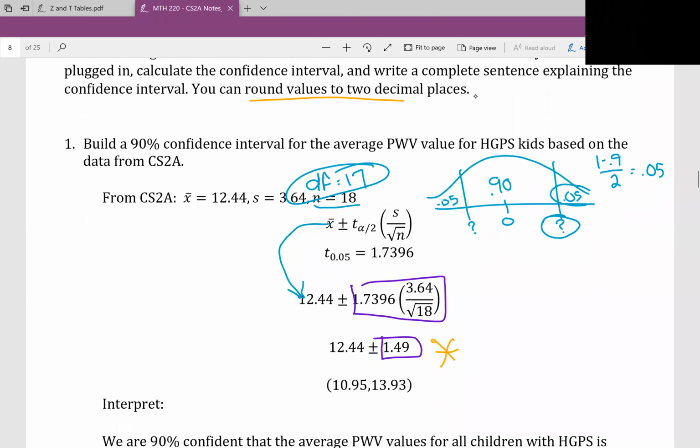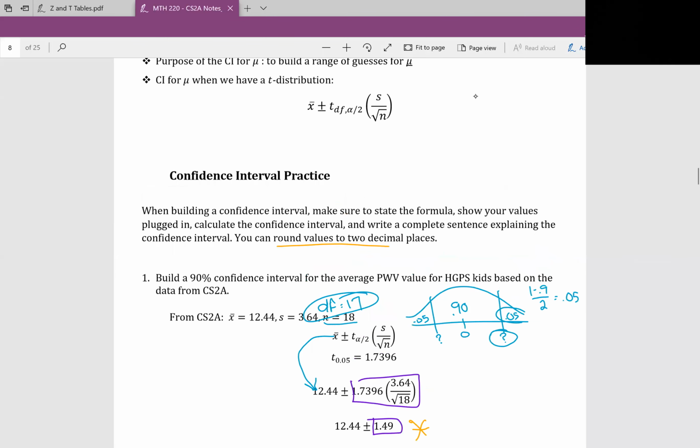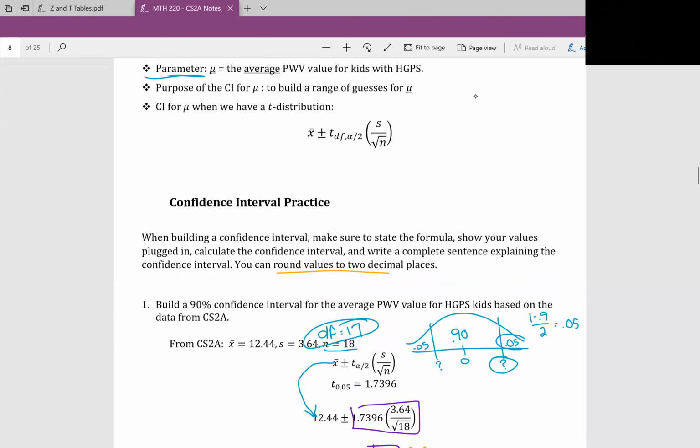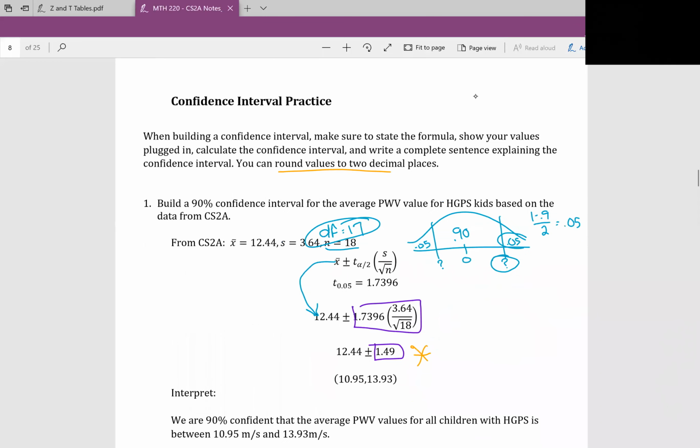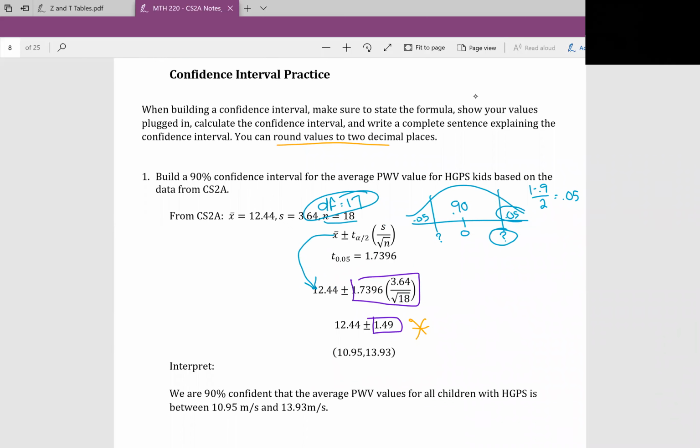So keep in mind, I defined our parameter up here, mu, the average PWV value for all kids with HGPS. So we are 90% confident that our parameter, the average PWV value for all children with HGPS, is between 10.95 meters per second and 13.93 meters per second. I definitely think it's important to put units here. Anytime you're writing a concluding sentence, include anything that could be useful to whoever you are doing this research for.